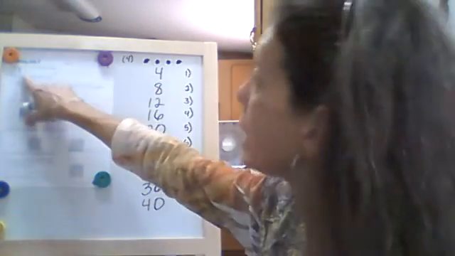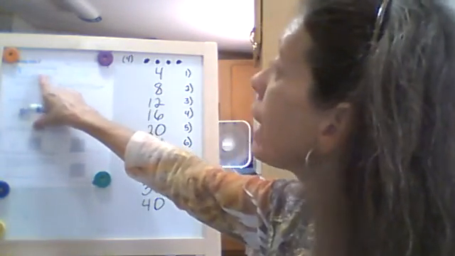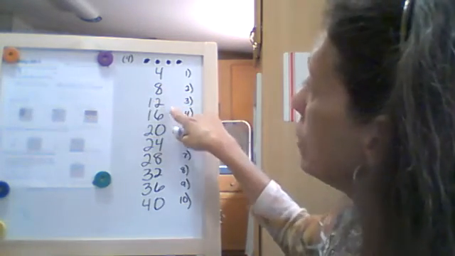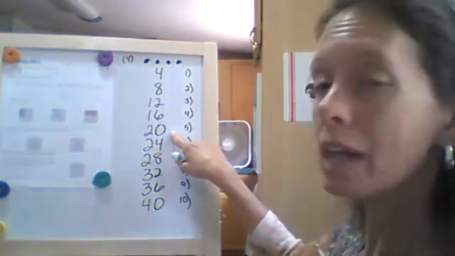Okay, so I've got an 8 here. I've got 3 blanks before I get to 24. So what goes in here? 8, 12, 16, and 20. You see that? Okay, so 12, 16, and 20.